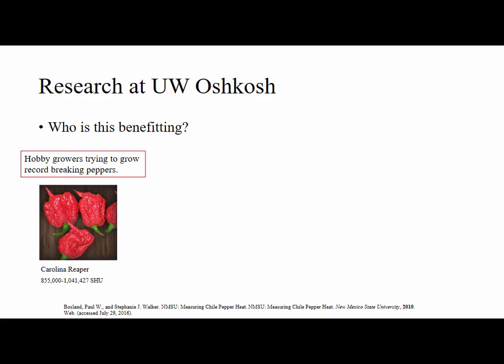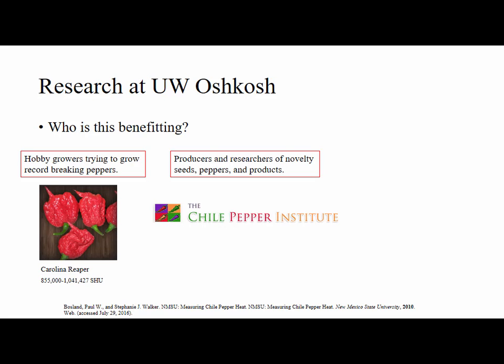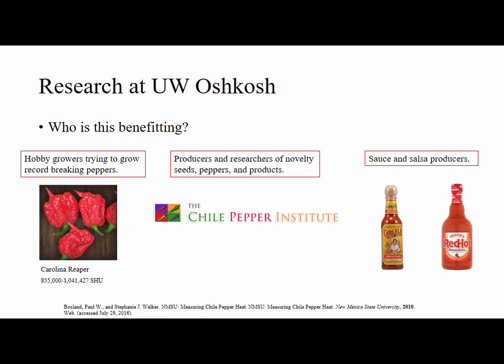So who is this benefiting? Again, some of the markets would be hobby growers trying to grow the next record-breaking spicy pepper. Right now, the world's hottest pepper is the Carolina Reaper, and you can note that the Scoville heat units are between 855,000 and 1,041,427 Scoville heat units. Another market would be the producers and researchers of these novelty seeds, peppers, and products, such as the Chili Pepper Institute at New Mexico State University, and the sauce and salsa producers. For my research, I did focus on using Cholula hot sauce and Frank's Red Hot hot sauce. So those are pictured here.